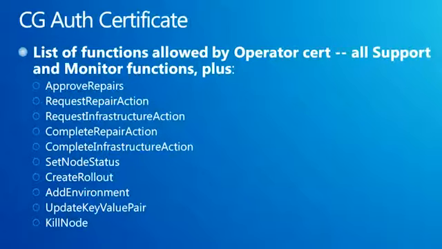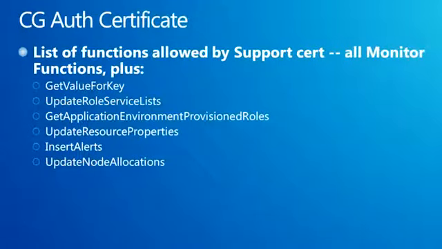Below is a list of functions that is allowed by default using the operator certificate. The operator certificate will allow the operator to perform just about any action available through MShell, including repairs, infrastructure actions, node status, rollouts, rollbacks, and general environment management. The following is a list of functions allowed by the support certificate. In general, that will allow all monitoring functions plus a few additional commands, such as the ability to generate new alerts and update general node allocations.